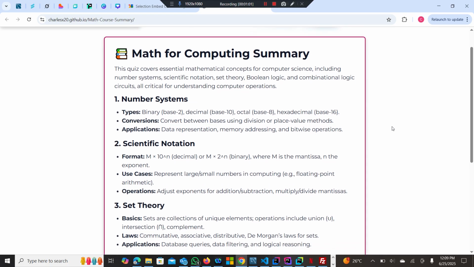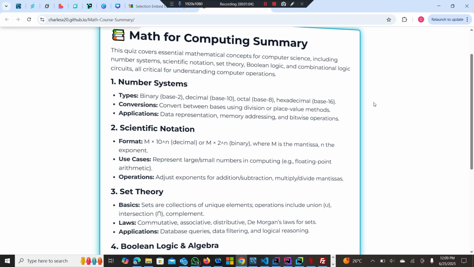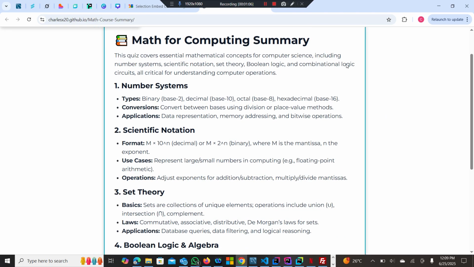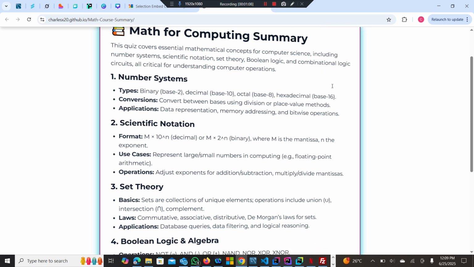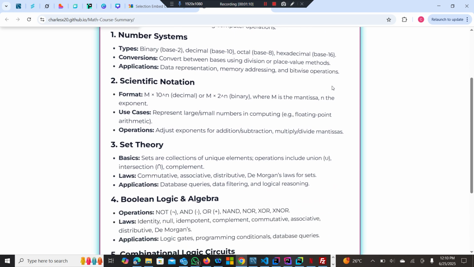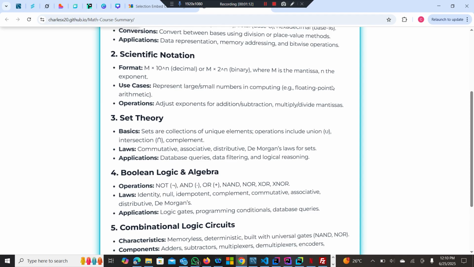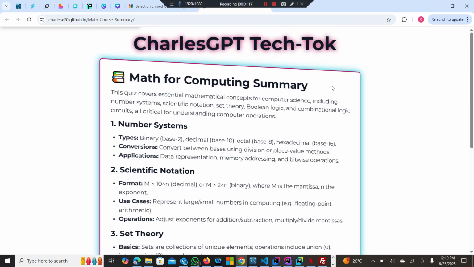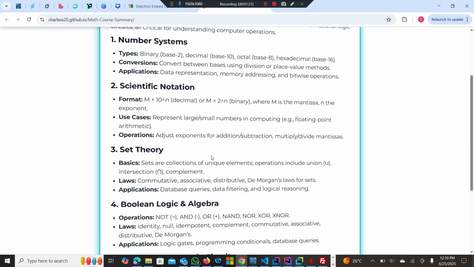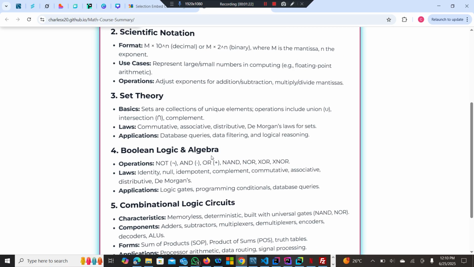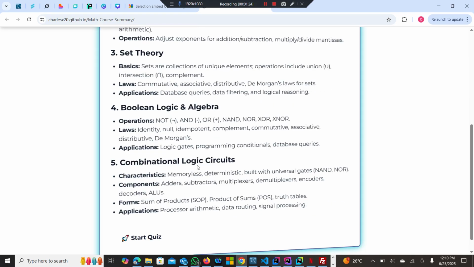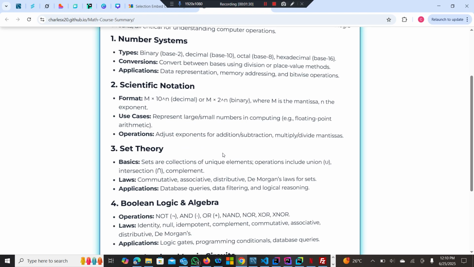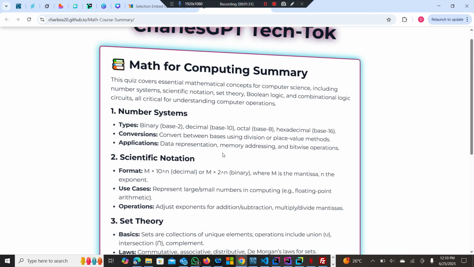So these are the things we have covered for courses 1 to 5. This is the summary of everything, our small cheat sheet in this program. We covered number systems, scientific notation, set theory, Boolean logic and algebra, and combinational logic circuits. This is just the normal thing that we covered throughout our last courses.